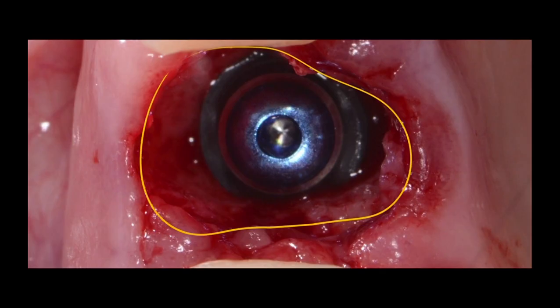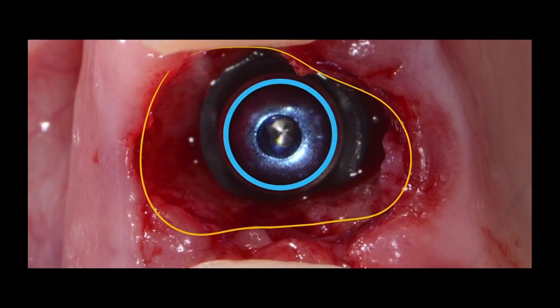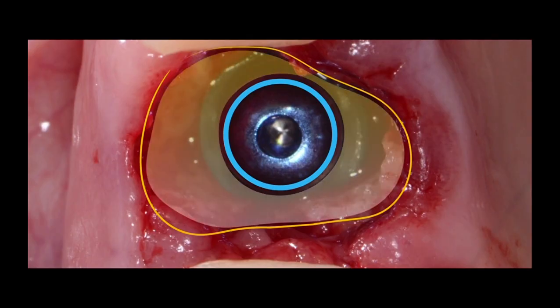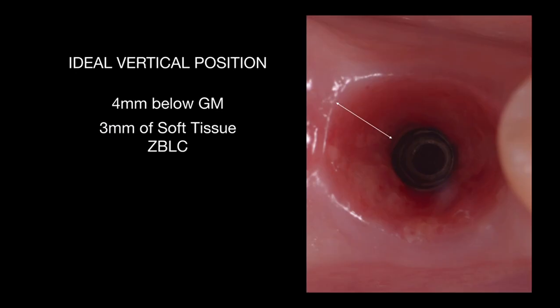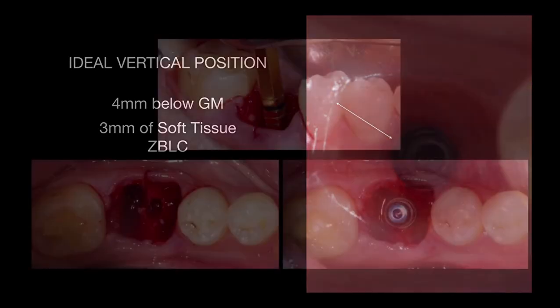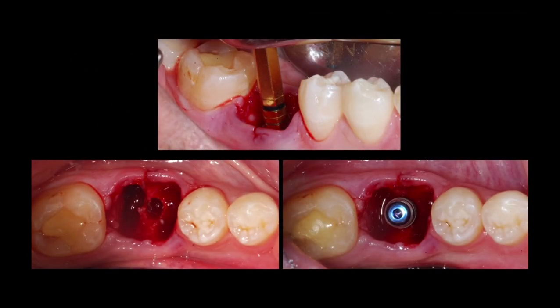So, by placing the implant in the fresh extraction socket and achieving primary stability by engaging those threads in the mesial and distal bone, I will be able to cover that area and keep that original architecture. And also, I will have a good prosthetic position of my implant. We all know that the ideal vertical position of the implant is going to be 4 millimeters below the gingival margin. 3 millimeters of soft tissue, according to zero bone loss concepts, will be required in order to keep that soft tissue and hard tissue around our implants.